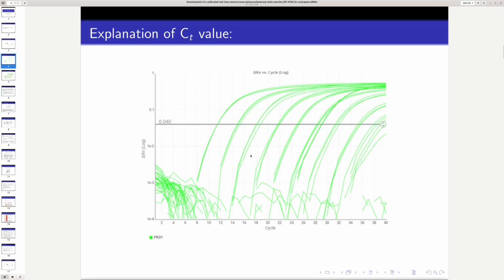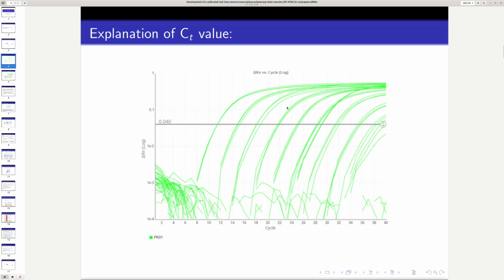So if you were to have a blank that was crossing at 18, you would know that you had roughly 10 to the 6 molecules there. But if you crossed at say 30, you would only have around about 100 molecules in your tube. And so using this threshold, the CT threshold, we can determine how much message we had in the original tube.